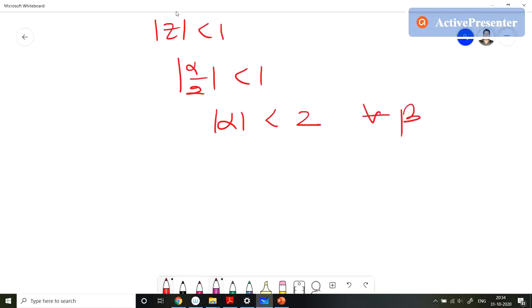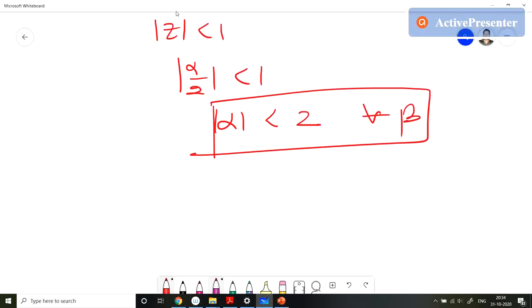And it is for any value of beta, since it is independent. So the condition is modulus of alpha should be less than 2 for all values of beta. So the correct option is C. Basically, we have modulus of alpha less than 2 for any value of beta. So the answer is C.